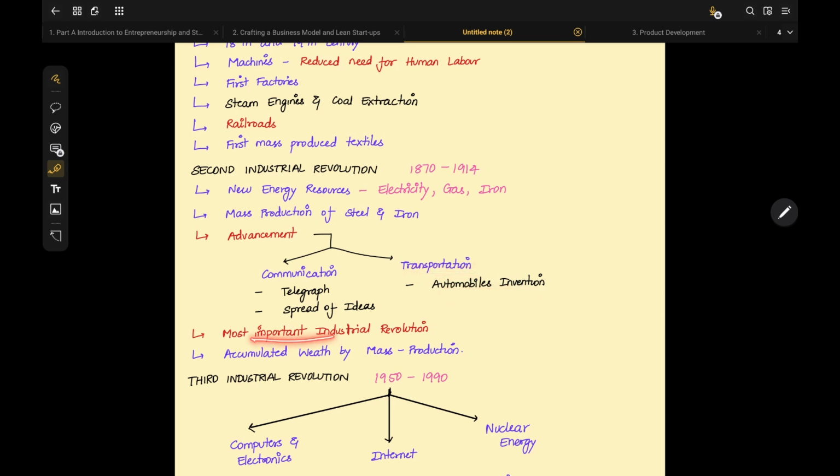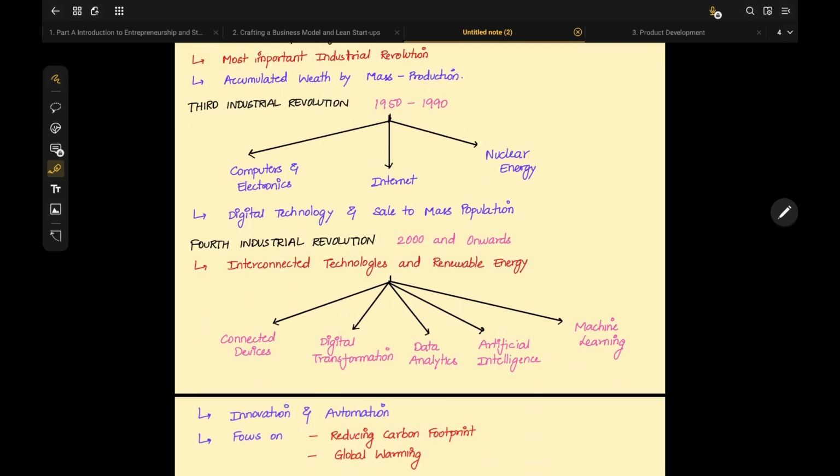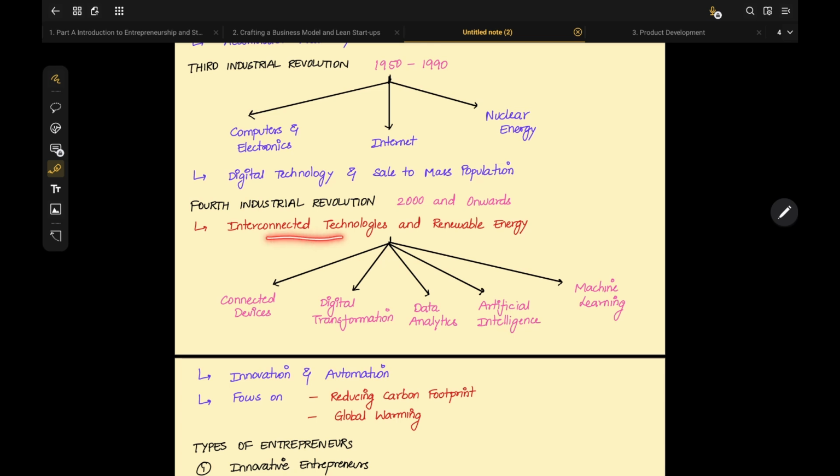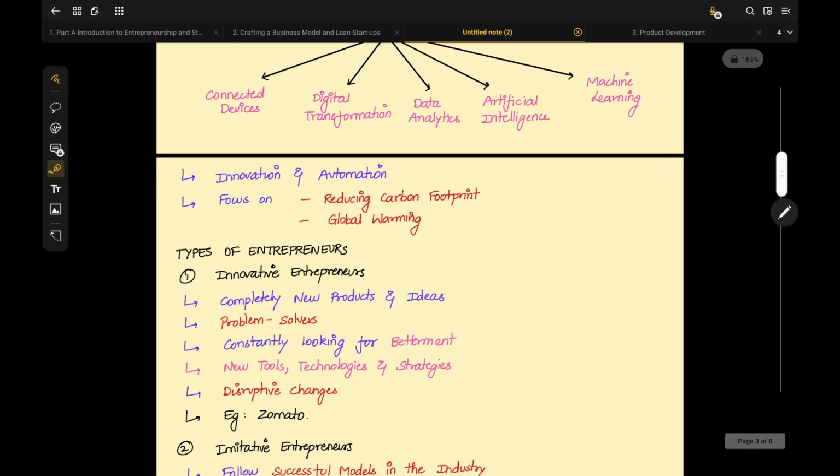This is the most important revolution. Okay, the third revolution is computers and electronics, internet, nuclear energy, digital technology and sale to the mass population. Fourth industrial revolution: interconnected technologies and renewable energy, connected devices. These are the inventions of the fourth industrial revolution. The main focus here is innovation and automation. Everything will be innovated and routine tasks will be automated.